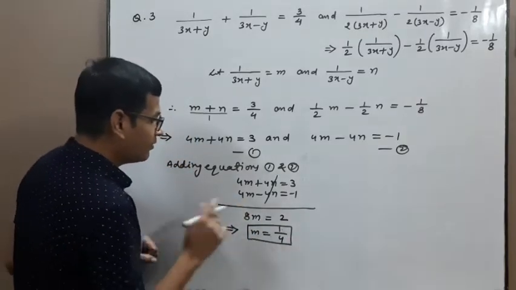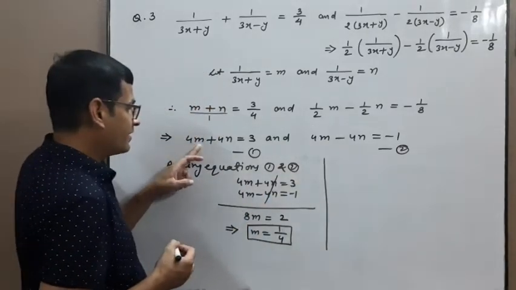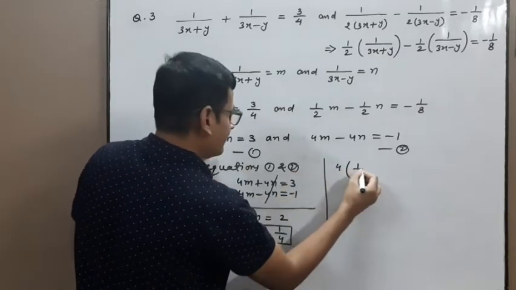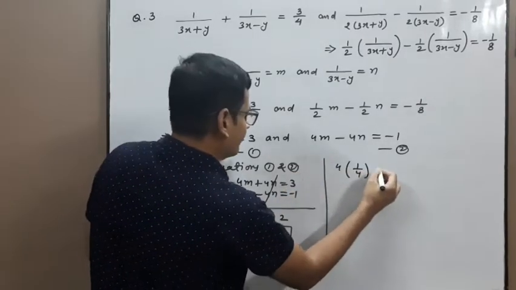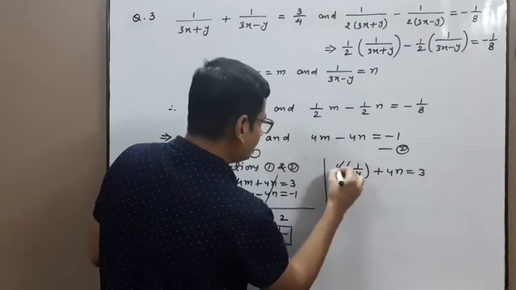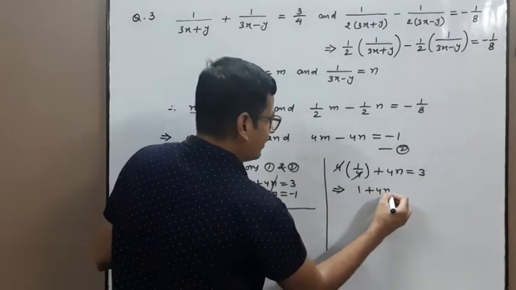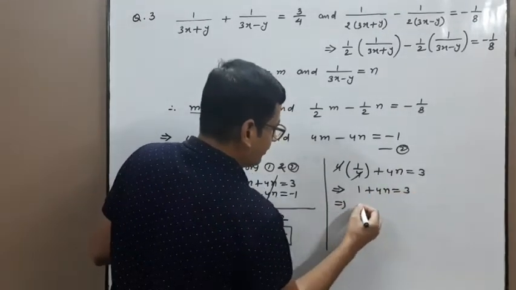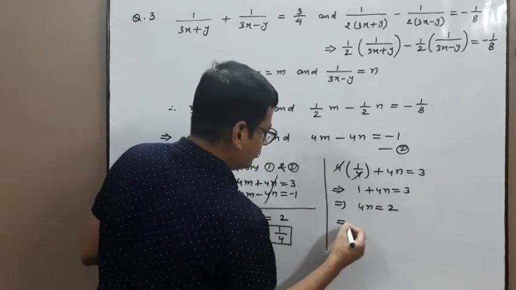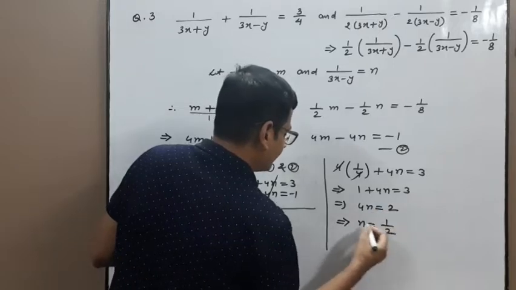Now substitute the value of m in equation number 1. 4 into m means 4 into 1 upon 4 plus 4n is equal to 3. 4 and 4 cancel, so we get 1. 1 plus 4n equal to 3. So 4n equal to 3 minus 1, 2. So n equal to 2 upon 4, 1 by 2.